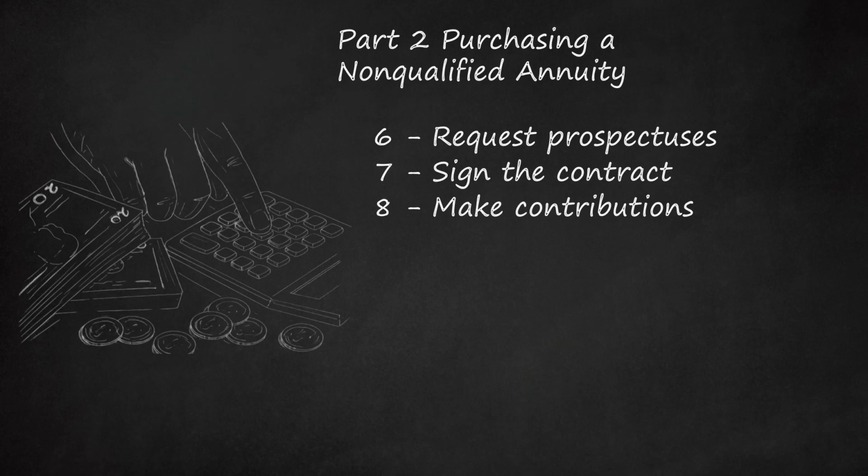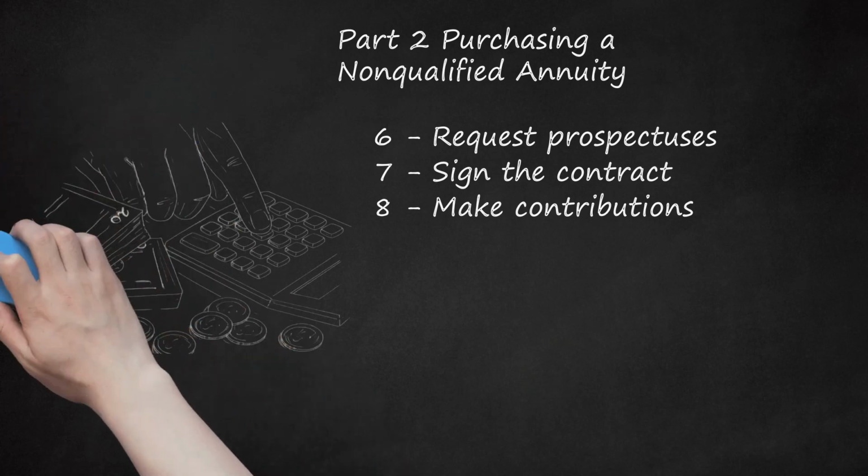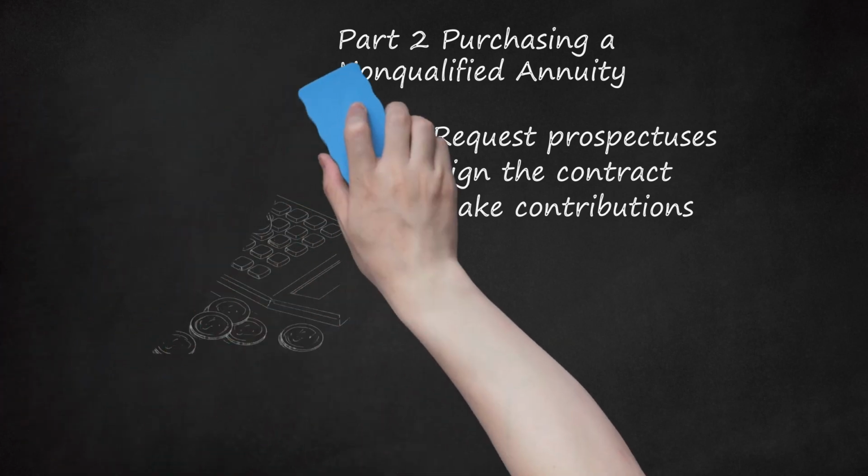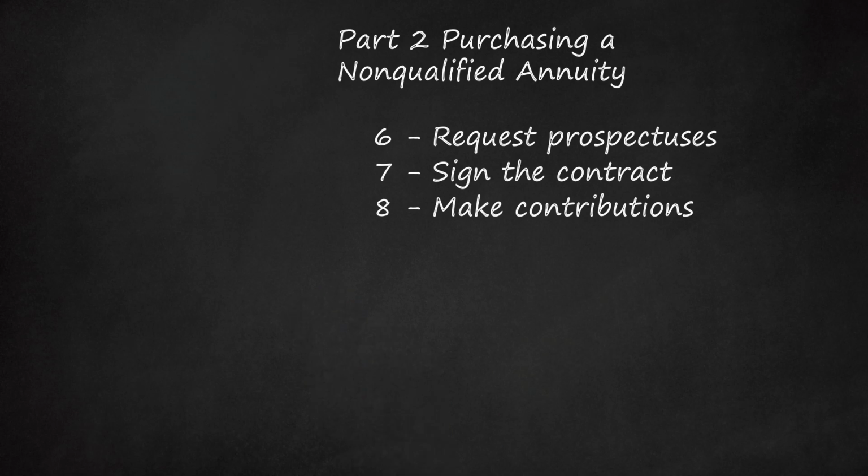Remember that non-qualified annuities do not have federal contribution limits. Therefore, under federal law, you can contribute as much money as you would like to your annuity. However, some insurance companies may set their own contribution limits. For example, some insurance companies will limit you to $25,000 in contributions annually.